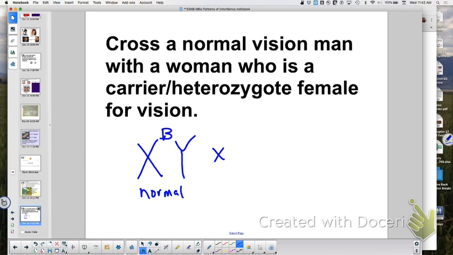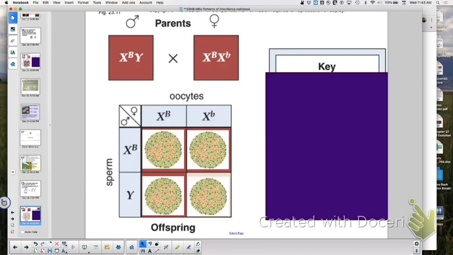Okay, who are we crossing him with? Yeah, so how do we write that? X big B, X little b. Are either one of them colorblind? No. What can you say about the mom, though? She's a carrier. Okay, keep going. I'm just going to set up the Punnett square. By the way, what number is that? 45, yeah.